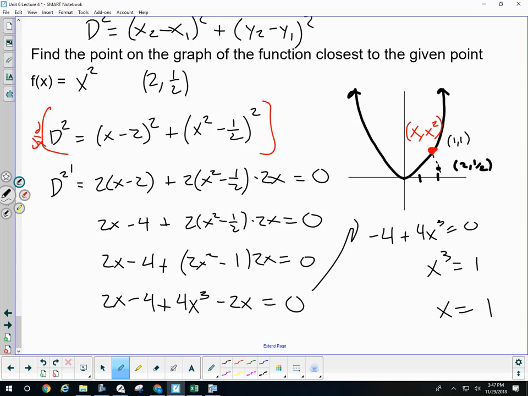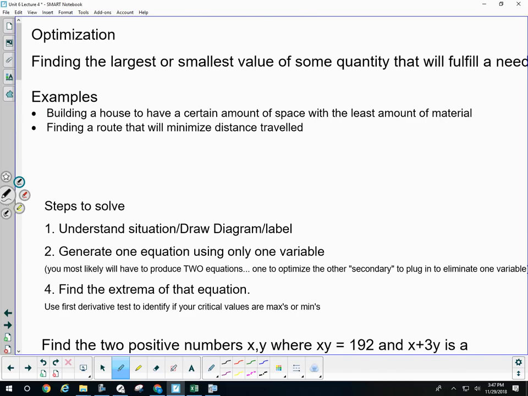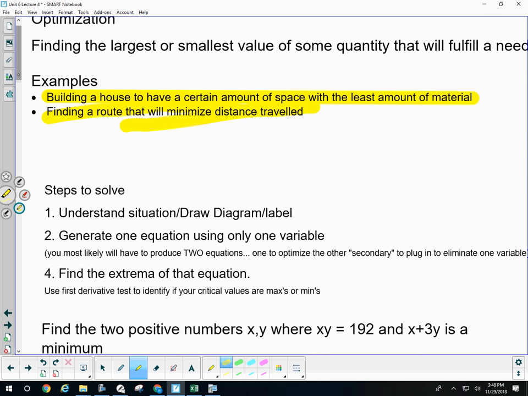But wait, there's more. Calculus helps us quickly and easily answer seemingly very difficult problems where we want to find a largest or smallest value, quantity. Example, building a house to have a certain amount of space but with the least amount of material. Finding a route that will minimize the distance traveled. All things we are going to do.